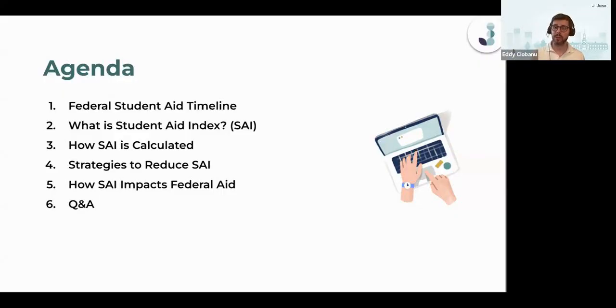So we'll talk about how this gets calculated. That's really where we're going to get into the deep part of this presentation. And then, of course, the most important piece is how to actually reduce your student aid index, right? Because that's going to be what determines how your SAI impacts financial aid. The actual amount that you will then receive is based on the student aid index.